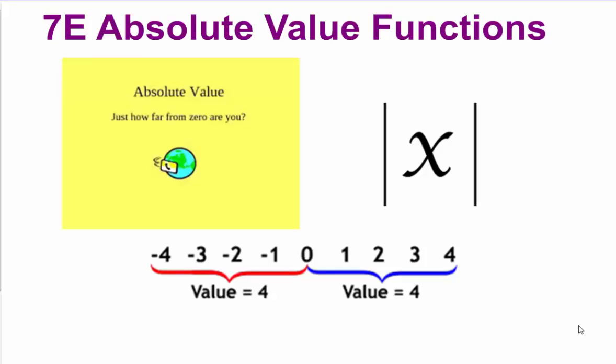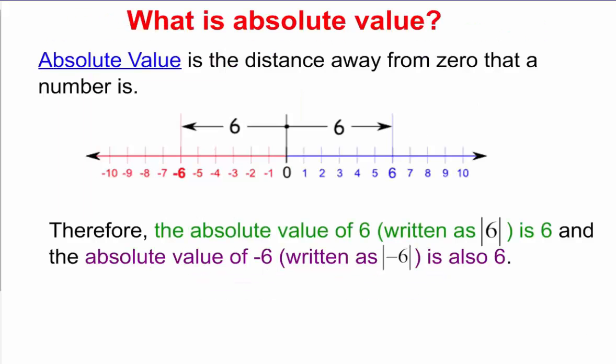Today we will be starting a new learning target, 7E absolute value functions. So take a minute to get your Cornell notes set up. What is absolute value? Absolute value is the distance away from zero that a number is.